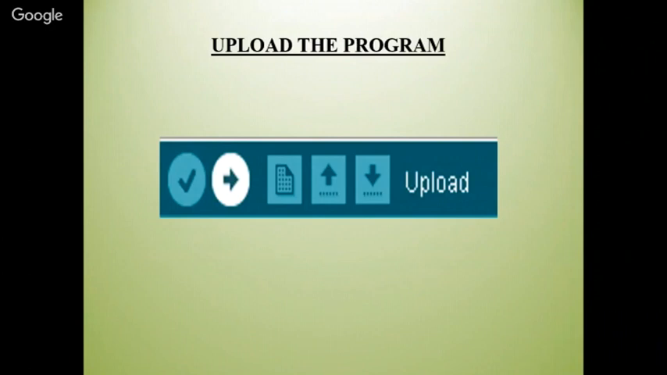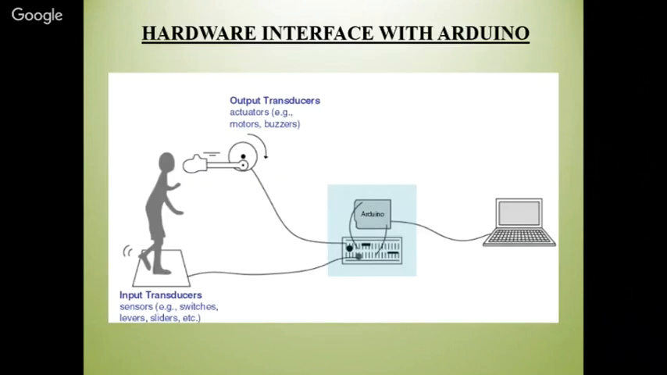These are the steps. You have to upload the program. To upload the program, you click the arrow, and then the program in the Arduino IDE is uploaded to the Arduino board. Now, hardware interfacing with the Arduino. You can give it input transducers, and it can take signals from analog values or any physical parameters and convert them using an analog to digital converter, and then give them to the computer or display them on an LCD or anything.